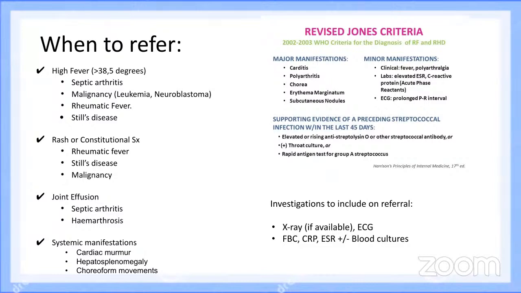It's also important to note any systemic manifestations that you find on clinical exam, including cardiac murmur, hepatosplenomegaly, and choreiform movements. We've added a diagnostic criteria here for rheumatic fever and rheumatic heart disease as well. Important investigations to include on referral to a tertiary center include an X-ray and ECG if available, and workup bloods including FBC, CRP, ESR, and blood cultures if relevant.